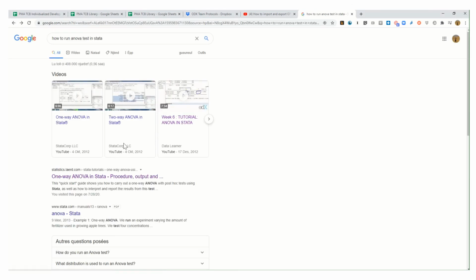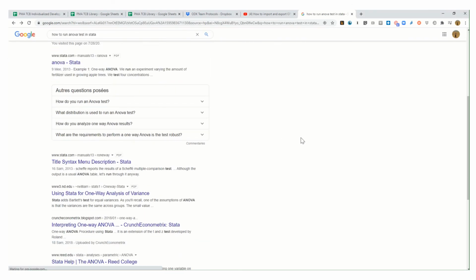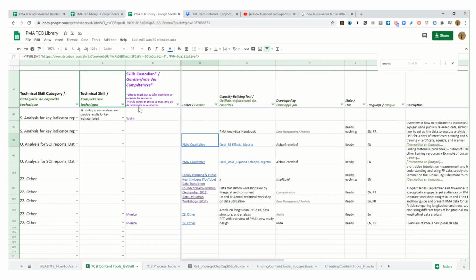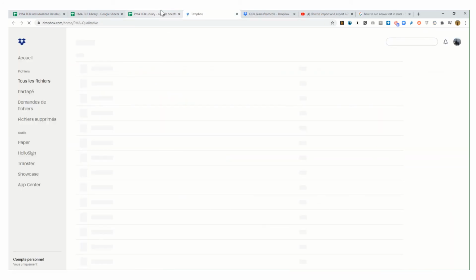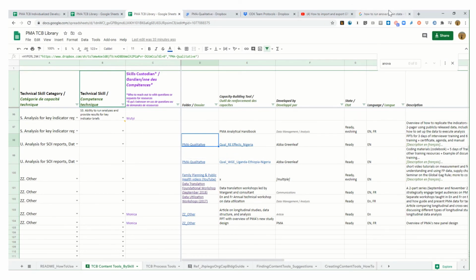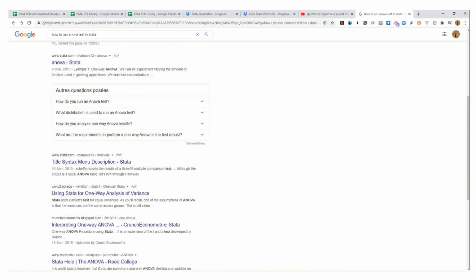You can continue to go through and look for things, and remember, you can always go back to the TCB library and see from the skill set if there are any skills, any different tools, such as the PMA qualitative folder in the Dropbox. You can look through all of these different resources in addition to Google to combine what the internet has to teach you and also what the PMA team and their documents and their specific ways of doing things have to say about using these skills.